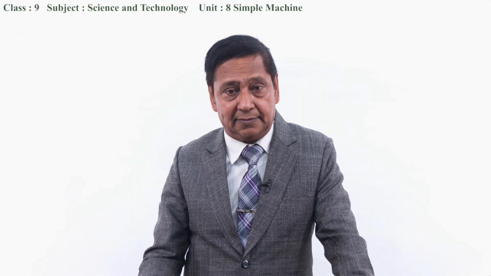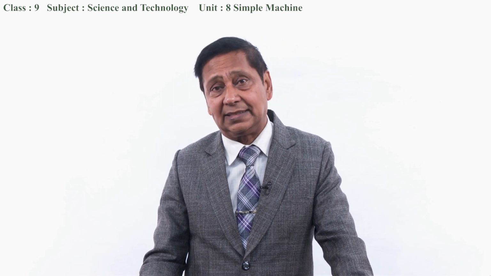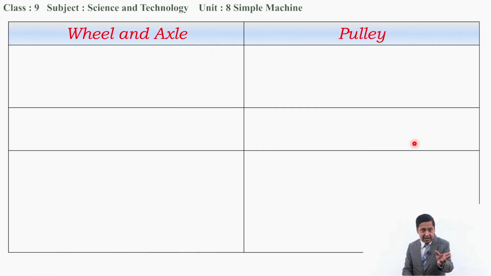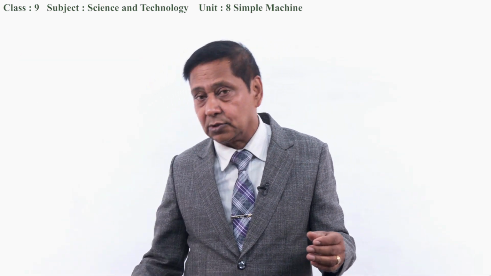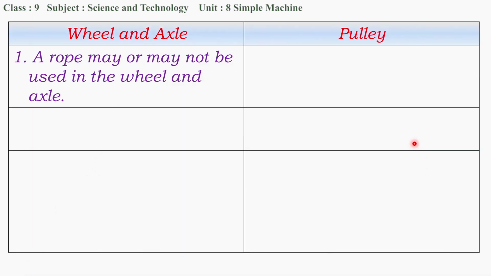Okay, I think you have noticed that in wheel and axle also we are using a wheel, and in the pulley system also we are using a wheel. Then what is the difference between wheel and axle and pulley? I want to differentiate them with certain points. In wheel and axle, a rope may or may not be used. It is not a compulsory part of the wheel and axle. Rope may be used. In this case, rope is not used. Screwdriver, in this case also rope is not used, but in certain cases rope is also a part of the wheel and axle, but it is not compulsory, it is optional.